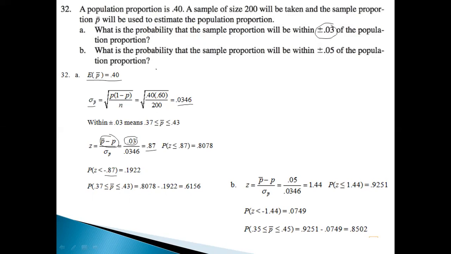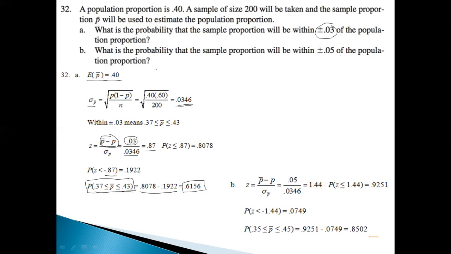And all we did here was, for z, we plug in the difference, which they told us in this case was 0.03. We have our sigma p is 0.0346, so that's our denominator, so we get that 0.87. And then we also look at the negative 0.87, find those probabilities, and subtract them, and we get the probability is 0.6156 that it's going to be between 0.37 and 0.43, which is if we take 0.40 plus 0.03 and 0.40 minus 0.03. And so that's where those two values are coming from. We're just adding and subtracting that 0.03.